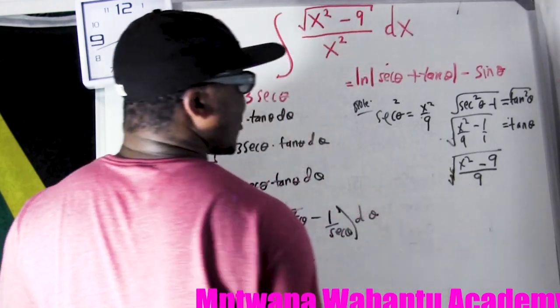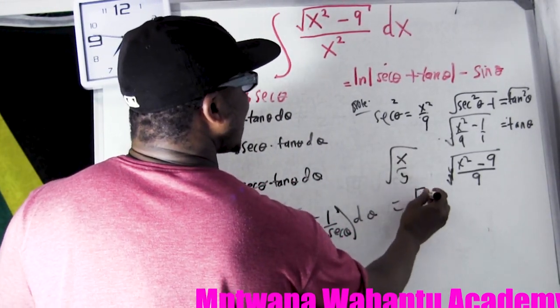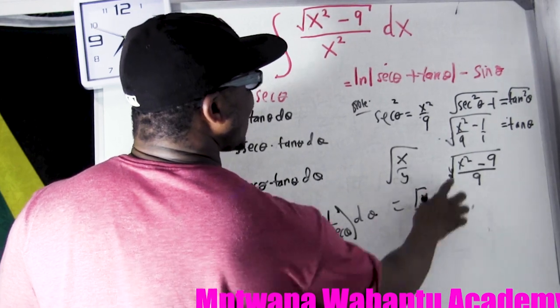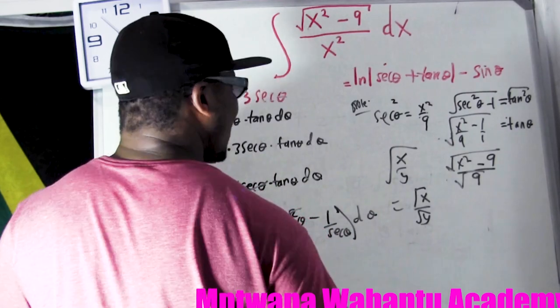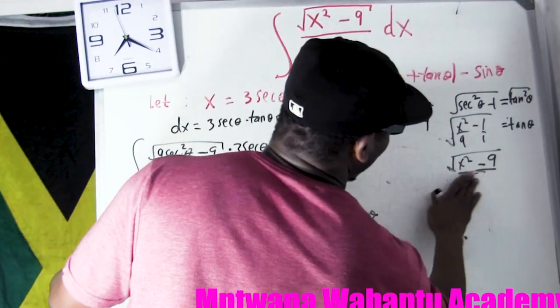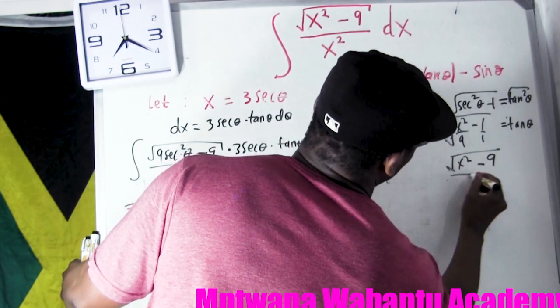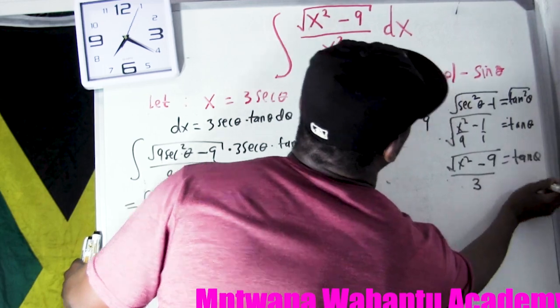We can separate the roots, which is acceptable. If you have the square root of x over y, that is the same as the square root of x over the square root of y. So I can take the square root of this one and the square root of this one, for a reason: I know the denominator is going to give me 3, because the square root of 9 is 3. So all of this is divided by 3, and this equals tan of angle.